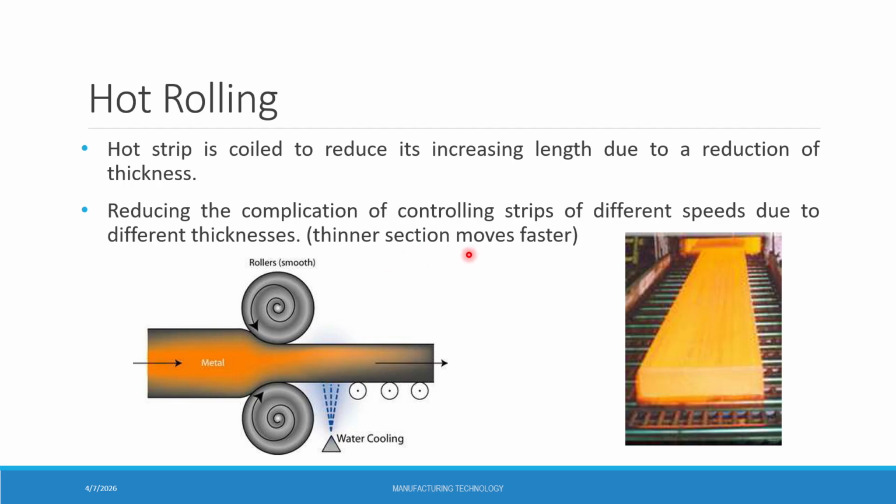So especially if you have thin sections, automatically as they are coming out of the rolls, they are going at a much faster speed as compared to when they are entering into the rolls. And here you can see in the industrial aspect, when we want to cool down the components, we use water and we significantly cool down the material very, very quickly to the ambient temperature.